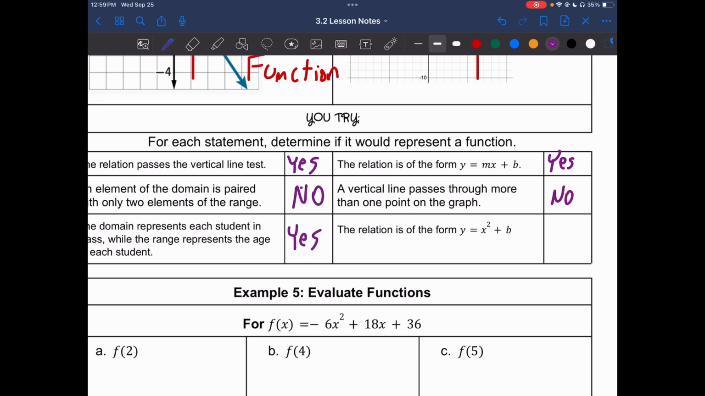And the relation is of the form y equals x squared plus b. Well, x squared plus b is a graph that's shaped like that. It's U-shaped, so that is a function.